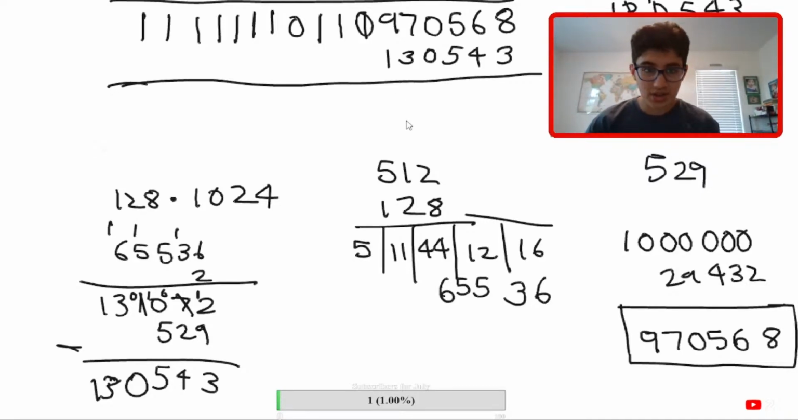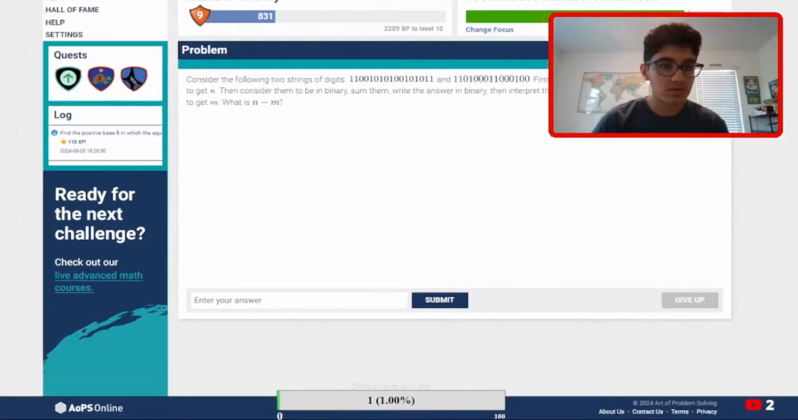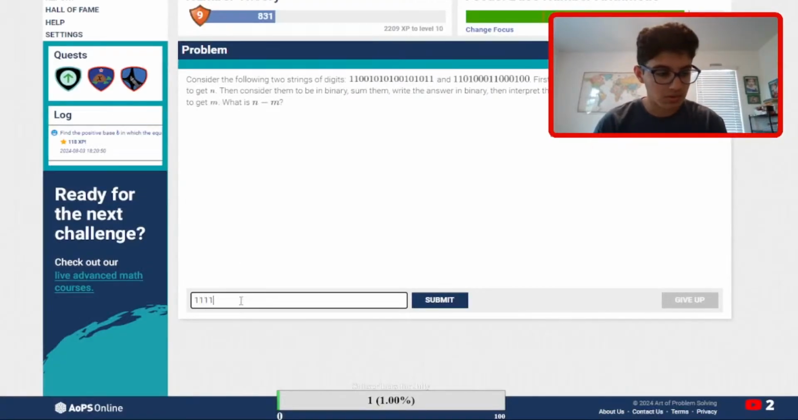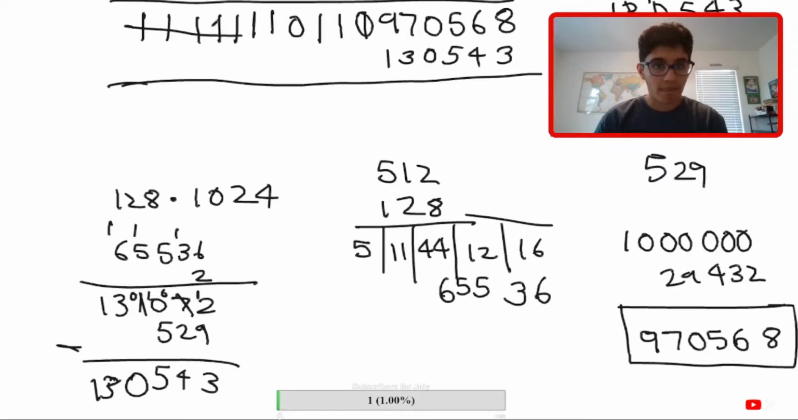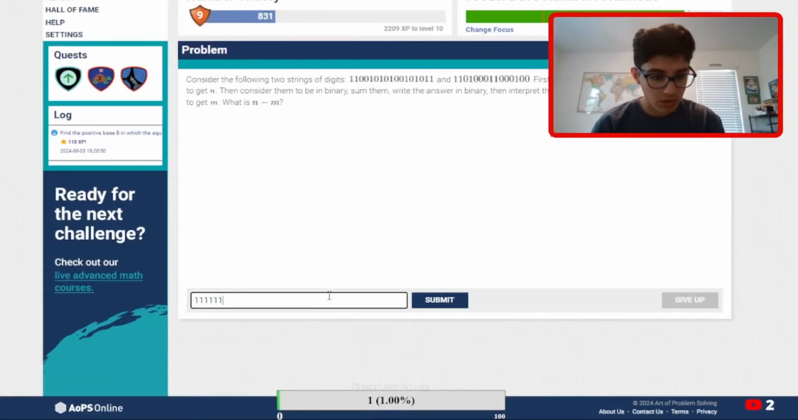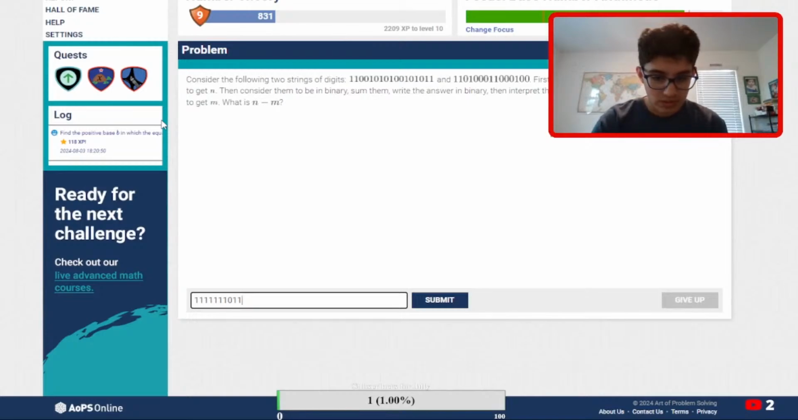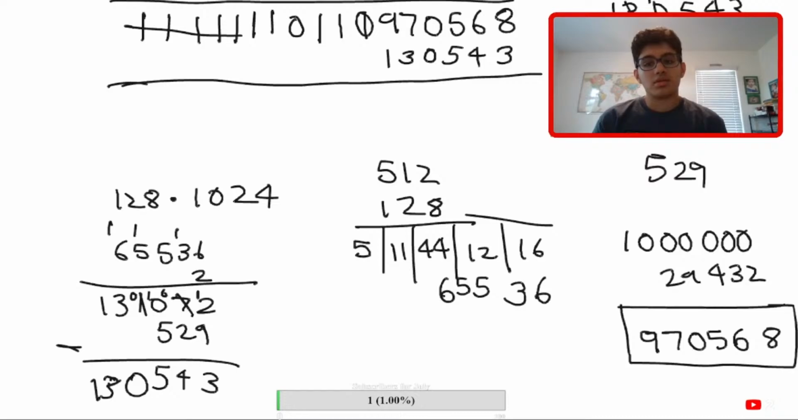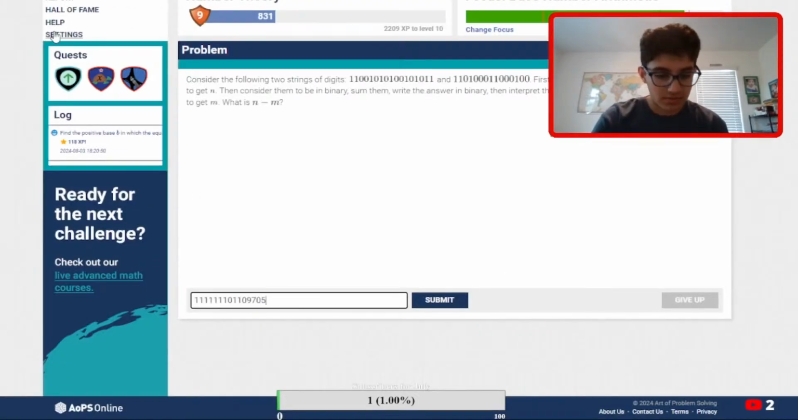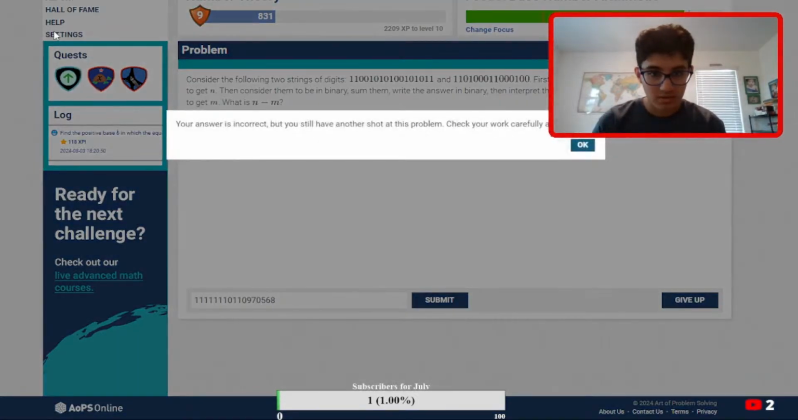Okay, we're going to put 5 digits at a time. 1 1 1 1 1 1 2 3 4 5. So just put in 1 1 1 1. That's 5 ones. Then we put in 1 1 0 1 1. Then we put in 0 9 7 0, and then 568. Okay, it's wrong.